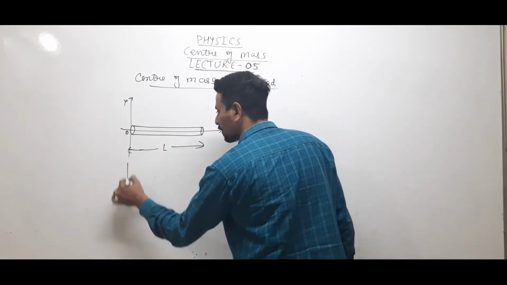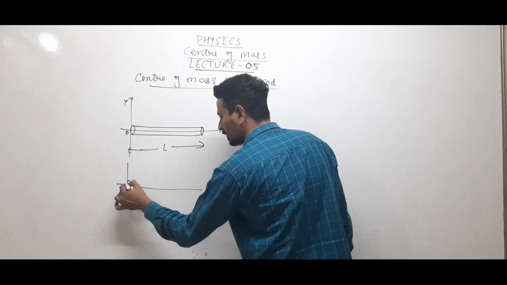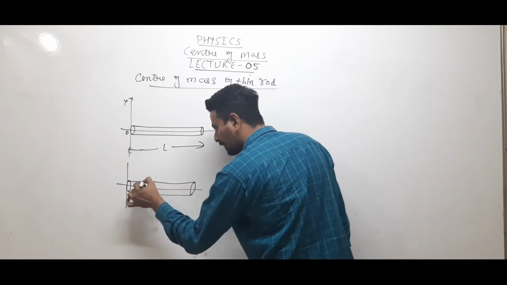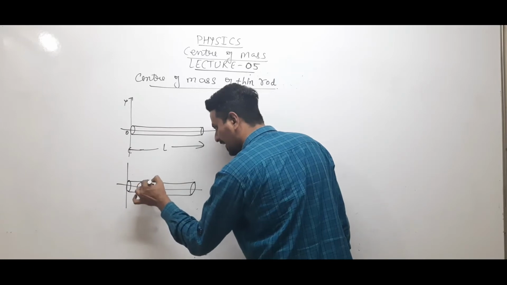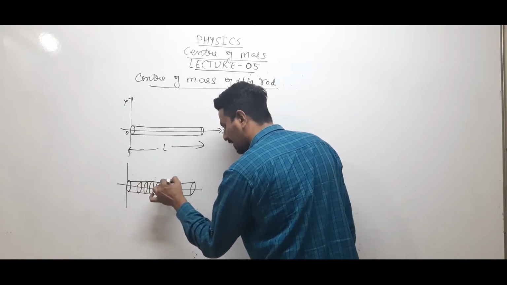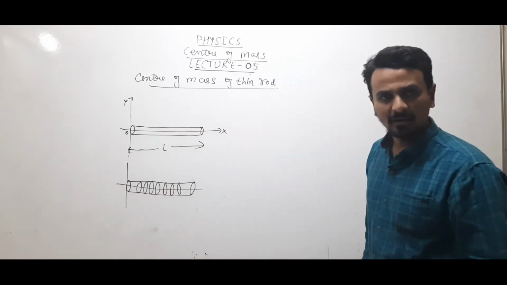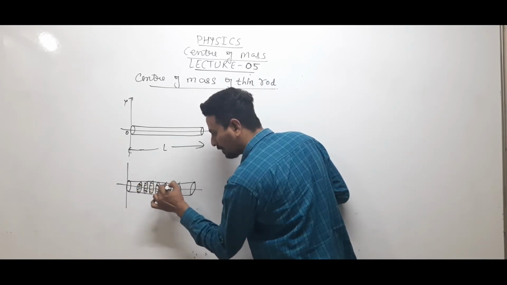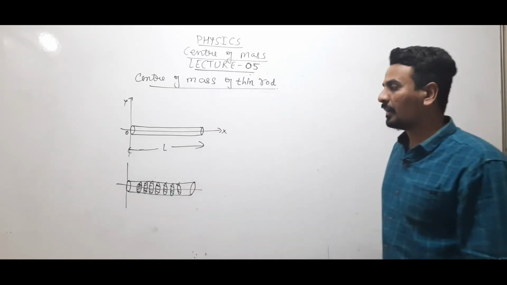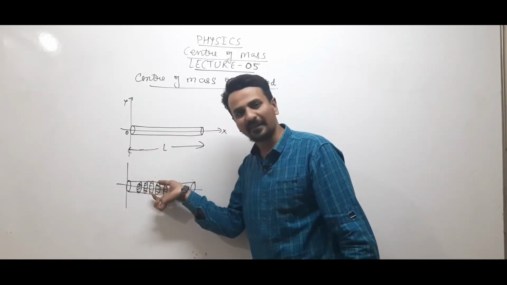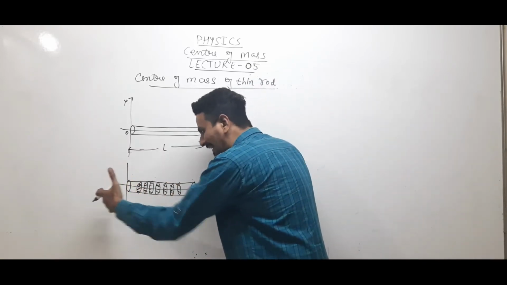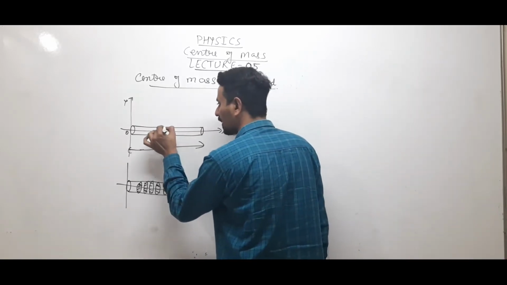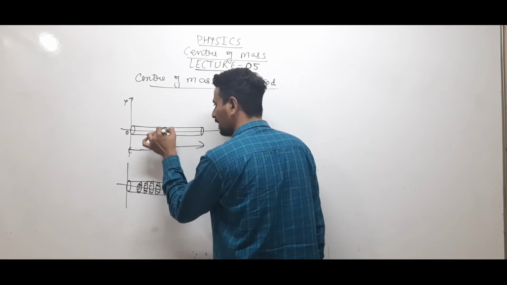Okay, I can consider the rod to be made up of very small elements, dm, dm, dm, dm. These are all the mass elements. So I can say that yes, the rod is completely made up of very small mass elements. Whenever you integrate these, you will get the rod. Clear? So let us consider one mass element dm.